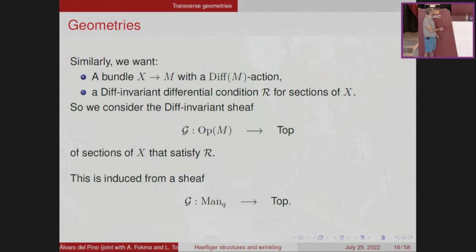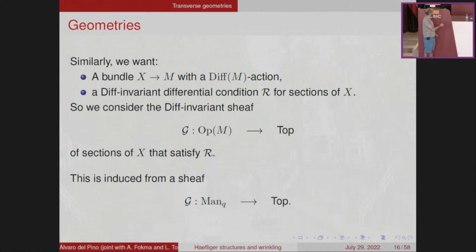So in fact, the way to talk about these things rather is that you should think that this is a diff-invariant sheaf in all manifolds together. So it's a sheaf in the site of manifolds of dimension Q, where Q is the dimension I'm working on. Okay, yeah? So now we are all experts on what a geometry is.